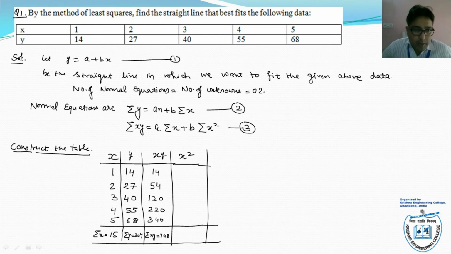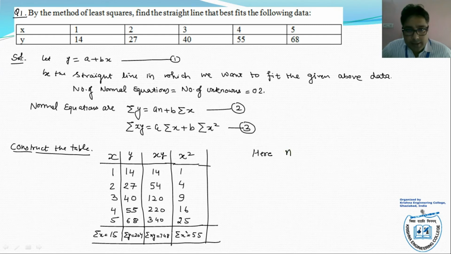Now find the value of x square, the value of x whole square. That means 1 square is 1, 2 square is 4, 3 square is 9, 4 square is 16, 5 square is 25. Now find sigma x square with the help of the calculator; it becomes 55. So we have all the values of sigma x, sigma y, sigma xy, and sigma x square. Here n is the number of observations.